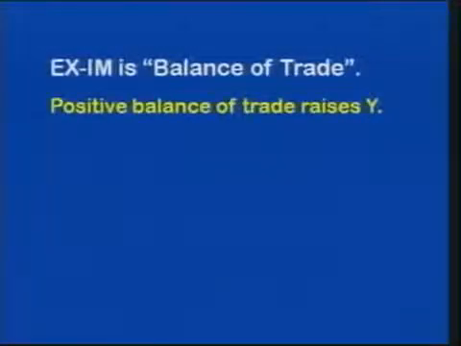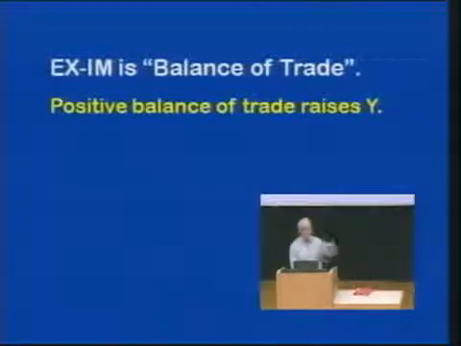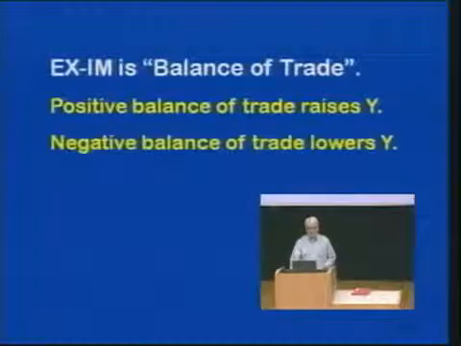This final term that's added, exports minus imports, is our balance of trade. And as you could see from the previous graph, it's just an extra term that is added to planned aggregate expenditures. So when that extra amount is positive, we have a positive balance of trade, that increases our aggregate output. If we have exports that exceed our imports, then we have a positive balance of trade, and that stimulates our economy. If we have a negative balance of trade, it lowers our aggregate output.